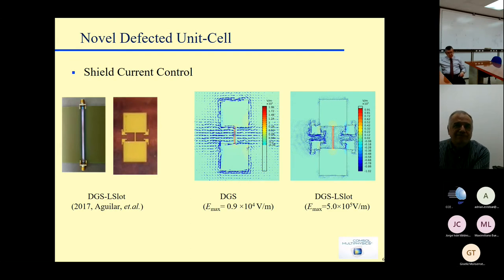In addition, we can see that the electric field trapped in the DGS slot is about five times higher than the field of the DGS. Therefore, we can conclude from this that the DGS L slot improves the capacitance. So the increased capacitance allows for reducing the area of the apertures. About 40% less area, which also is a contributing factor in the effective radiation.